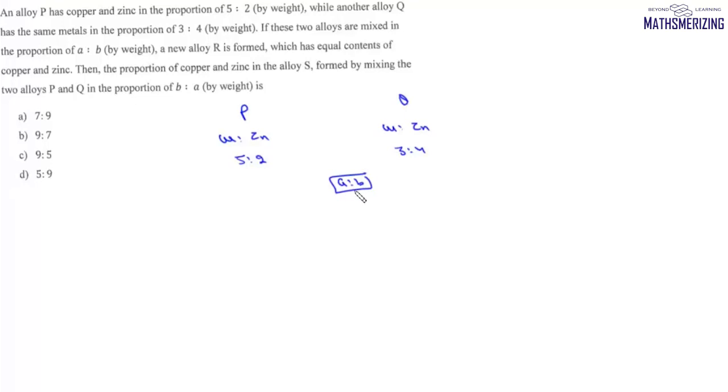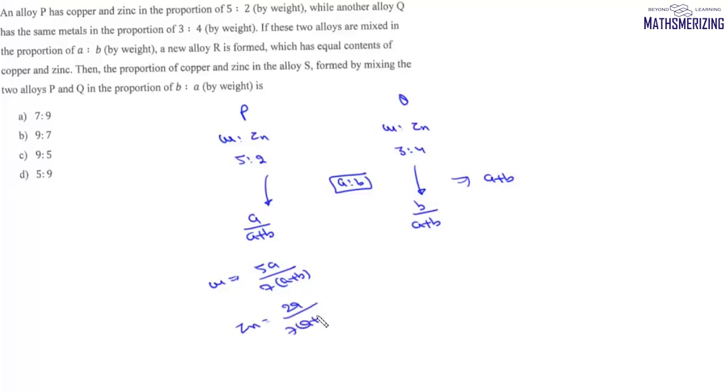So we are mixing them in the proportion A:B. So what we'll say is, suppose the weight of this mixture is A plus B, then we are taking A upon (A plus B) by weight of P, and we are taking B upon (A plus B) of Q. Now we'll take A upon (A plus B) weight of P, then in that case the copper content will be 5A upon 7(A plus B), and the zinc content will be 2A upon 7(A plus B).